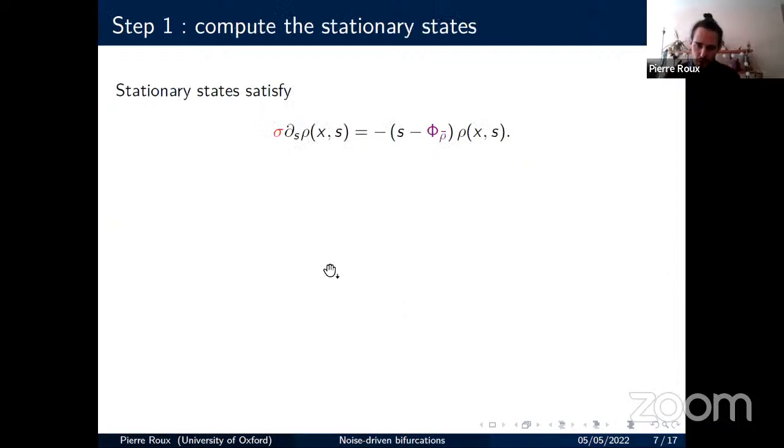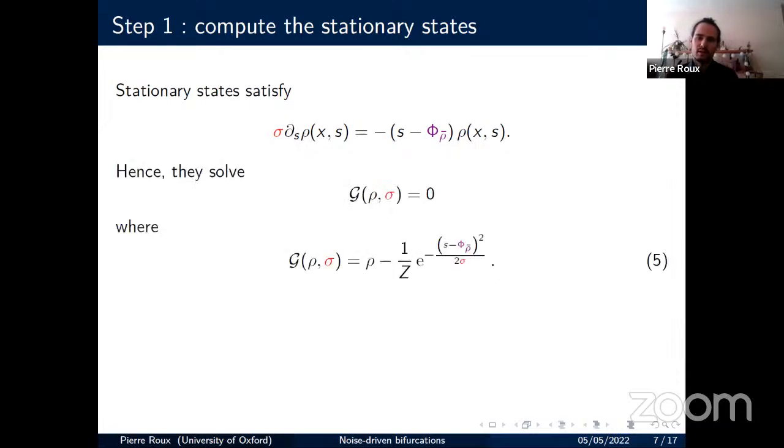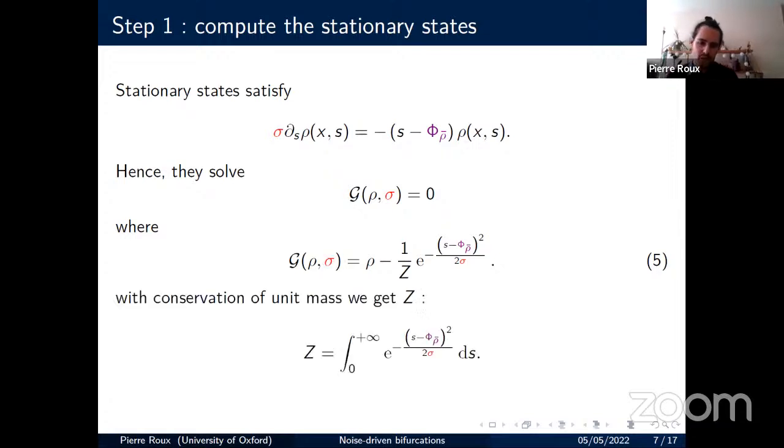And if you solve the equation for stationary states, you can see that it simplifies to this thanks to the boundary condition. Then you can integrate this ODE because this phi doesn't depend on S thanks to the average. And so you see that stationary states satisfy this fixed point function, they are zeros of this fixed point functional, where this Z, thanks to mass conservation of the equation, must be this quantity. So then you have a functional and you are reduced to finding the zeros of this functional.